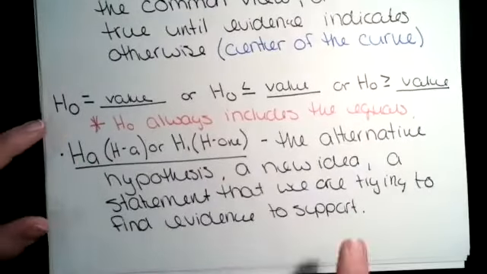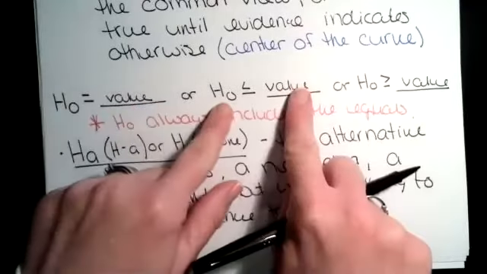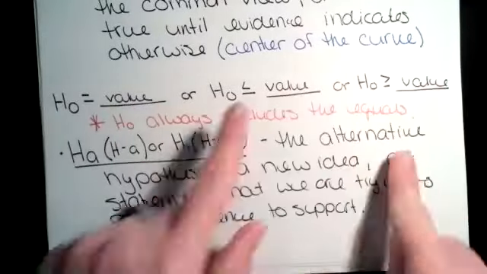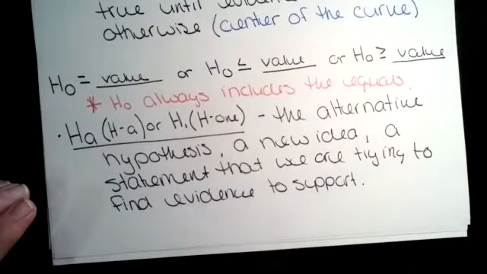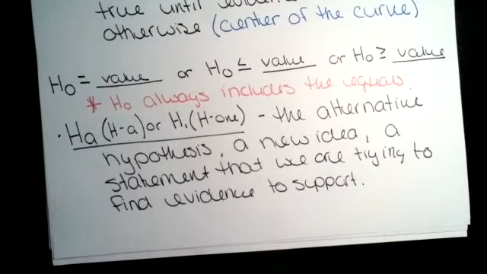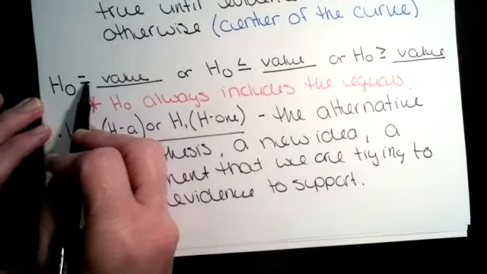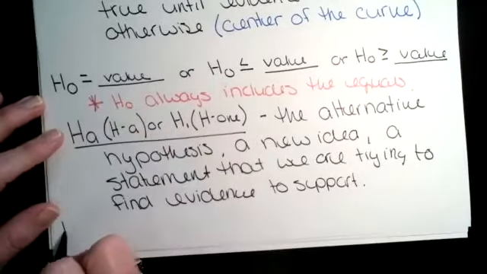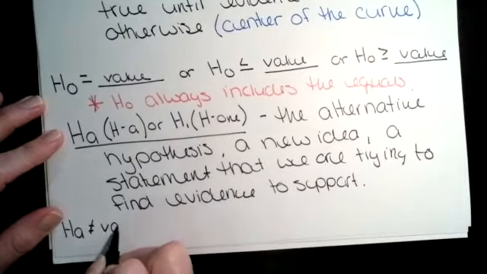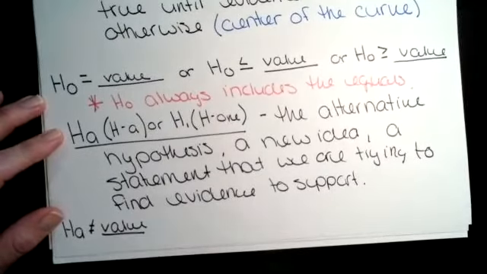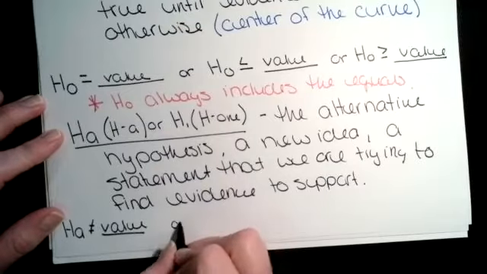So I'm going to show you directly below these null statements, directly below for my HA. Just keep in mind, the alternative is the new idea, and it's exactly opposite of the null hypothesis, the common view. So if the common view is equal to a value, then that means that my alternative would be not equal to that same value. And I'm going to show you examples.